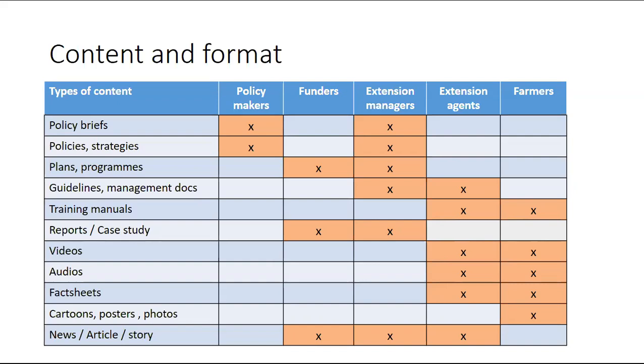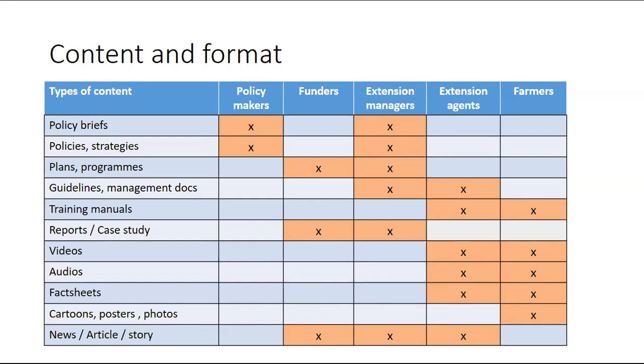Now, this is one part, but now let's look at the extension side. What is an extension manager looking for when he looks at your web portal? Of course, they are looking for some policies, policy briefs, and strategies, and programs, and how you do things, how you structure, and so on. But they are looking especially for guidelines, management documents, training manuals. I think I forgot to put training manuals in red. And reports and case studies, especially this one.